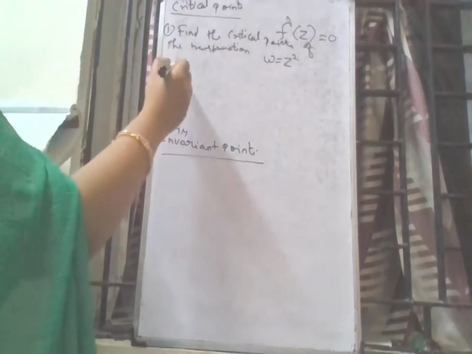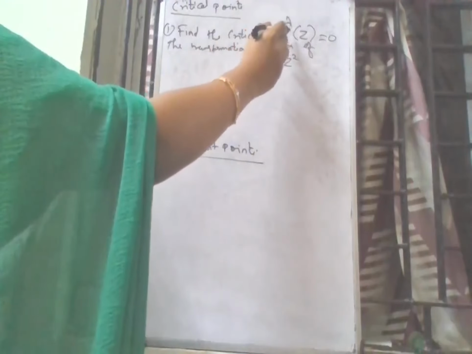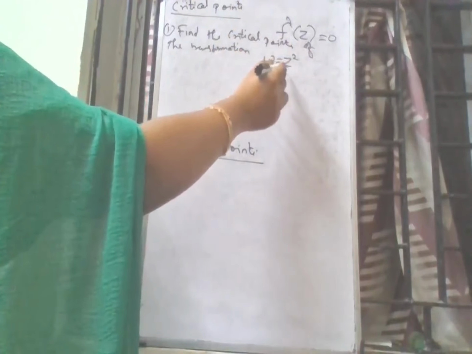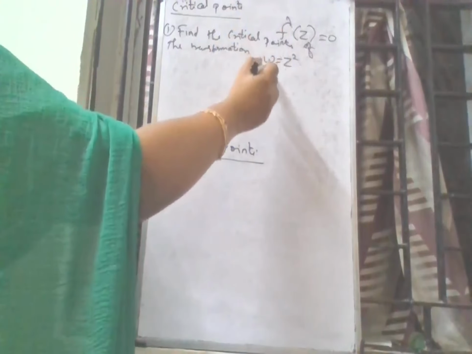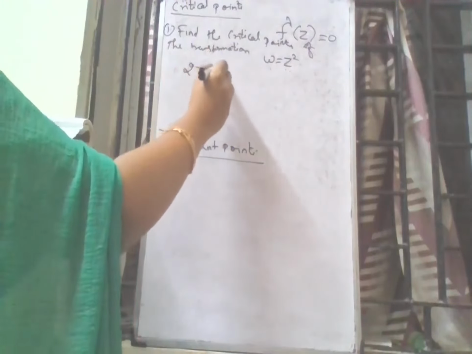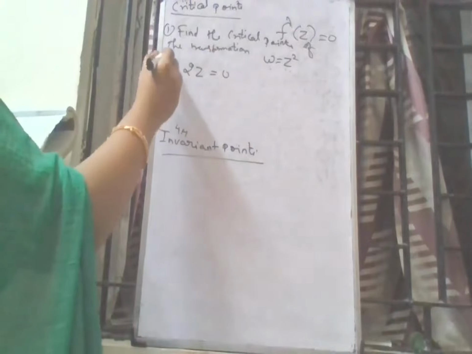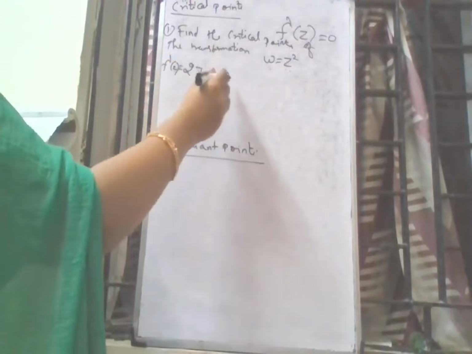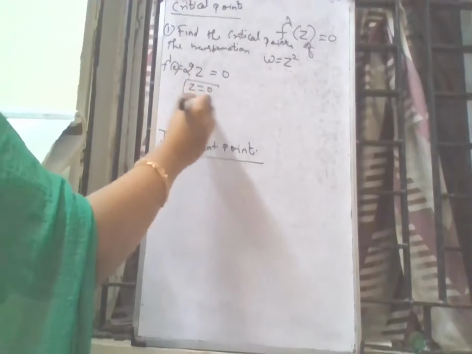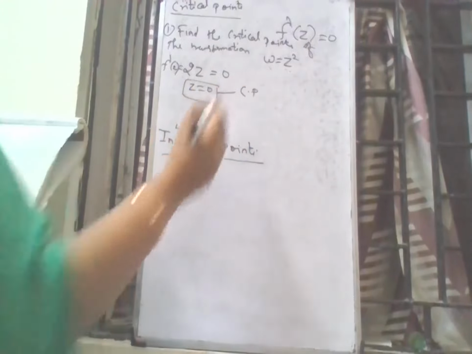We have to find critical points. Critical points exist at what point? f'(z) = 0, isn't it? So f'(z) means I have to differentiate this with respect to z. f(z) is w, then what's f'(z)? Differentiate this, I'll get 2z = 0, isn't it? So f'(z) = 2z = 0. Now 2 is not equal to 0, so z will be 0. So this is my critical point.